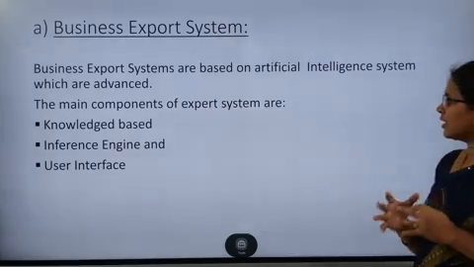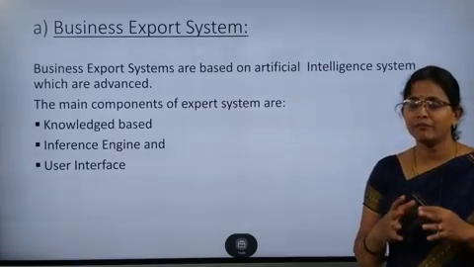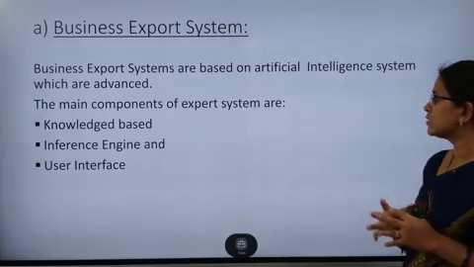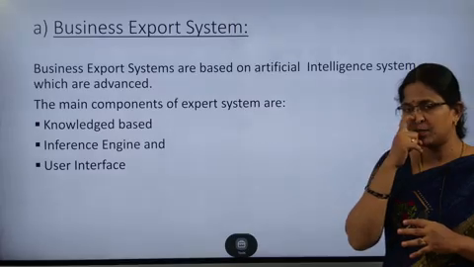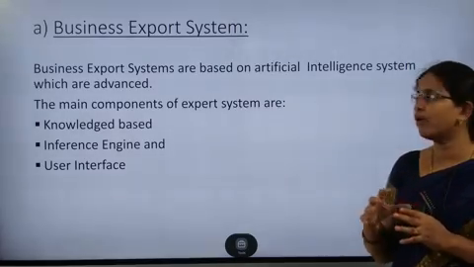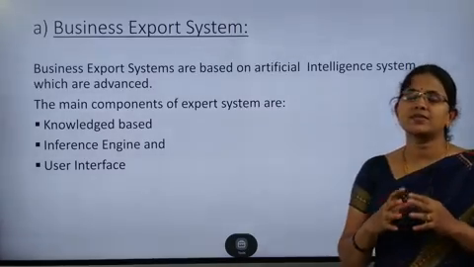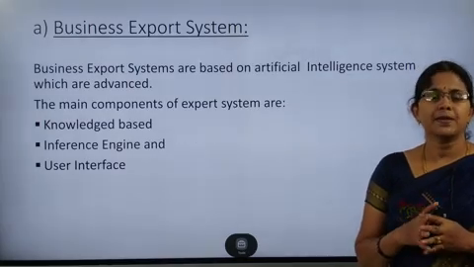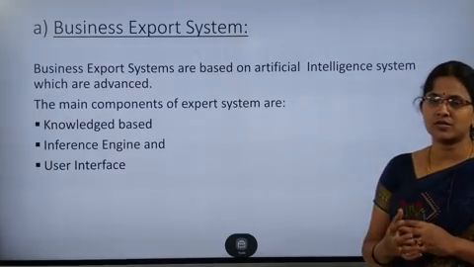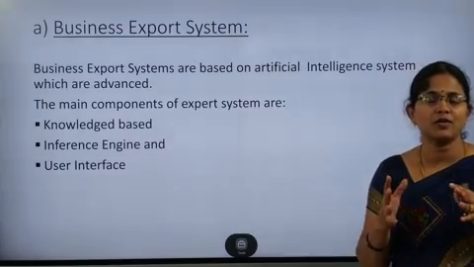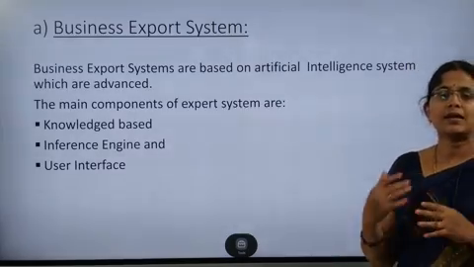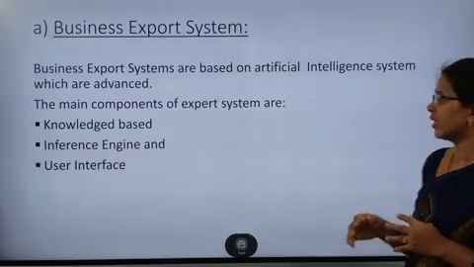Here, in the case of expert systems, we have 3 main components: knowledge base, inference engine and user interface. It means first, in order to go for the knowledge base, you require some facts and figures from the system. After processing those facts and figures, finally you will go for some inferences and interpretations. That is again communicated to the user.